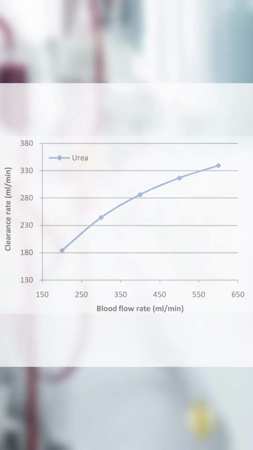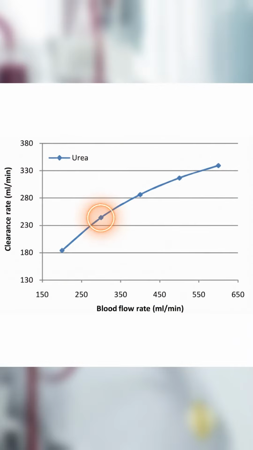Most high efficiency adult dialyzers today have KOA urea values roughly between 600 and 1600 ml per minute. But this KOA is theoretical. In routine practice, with a blood flow of 250 to 350 ml per minute, the actual urea clearance we get is only around 200 to 250 ml per minute, depending on the dialyzer.